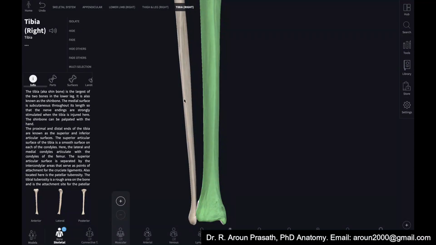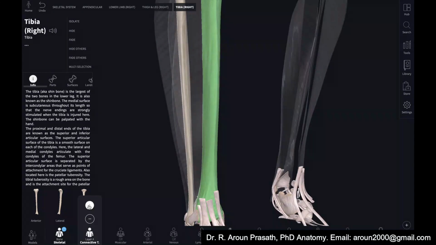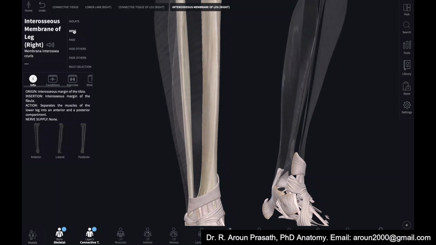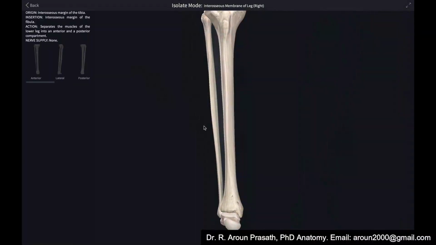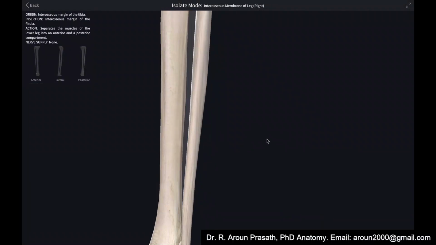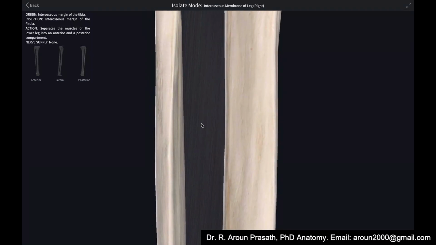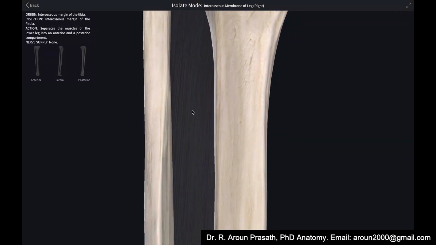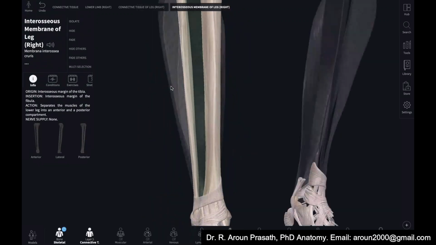So now coming to this lateral border, this is the lateral border of the shaft of the tibia. There is a membrane between the tibia and the fibula. This is called the interosseous membrane. This is a membrane that is present between the tibia and the fibula, and this border is the interosseous border.